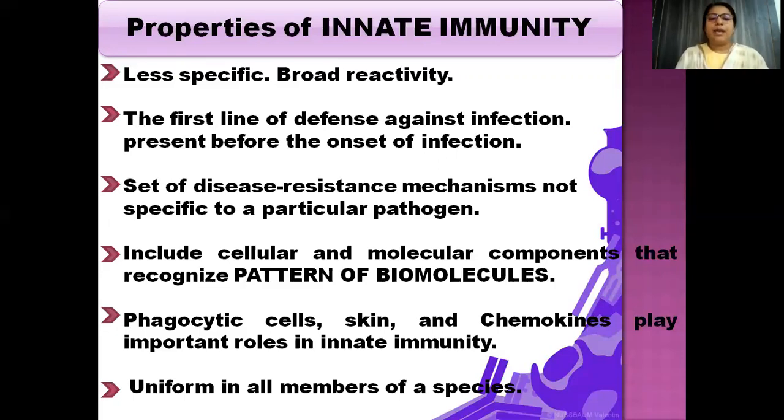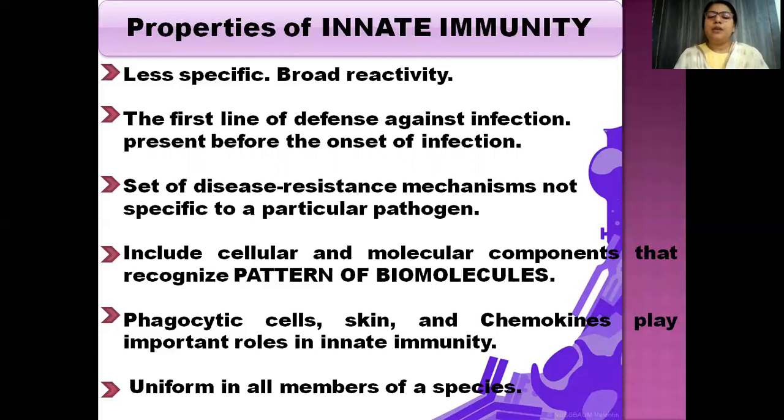Innate immunity comprises phagocytic cells. Phagocytic cells are those cells that engulf foreign particles or antigens. Phagocytic cells include blood monocytes, macrophages, natural killer cells, etc. Dendritic cells are also an example of this kind of phagocytic cell. Skin is the first barrier. Chemokines are again molecular components of innate immunity. They play an important role in innate immunity and protect our body from foreign invaders.